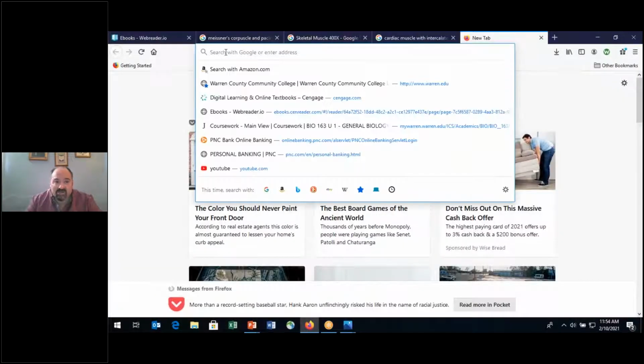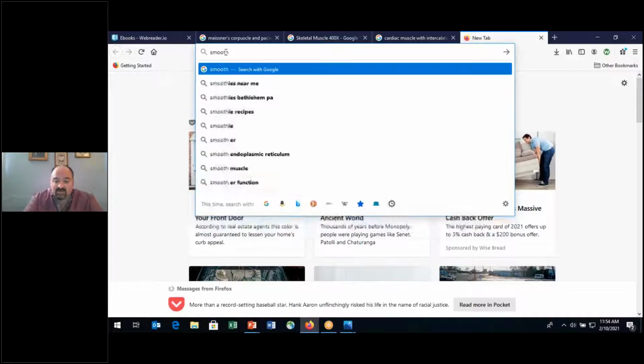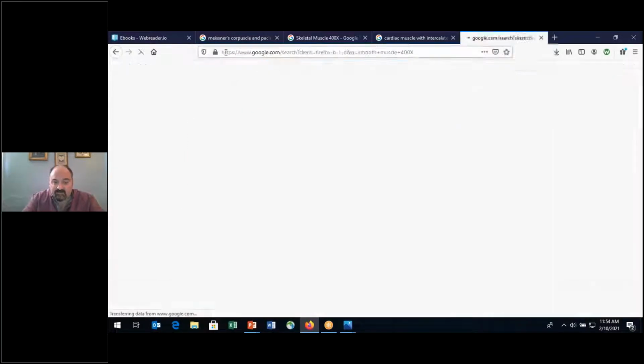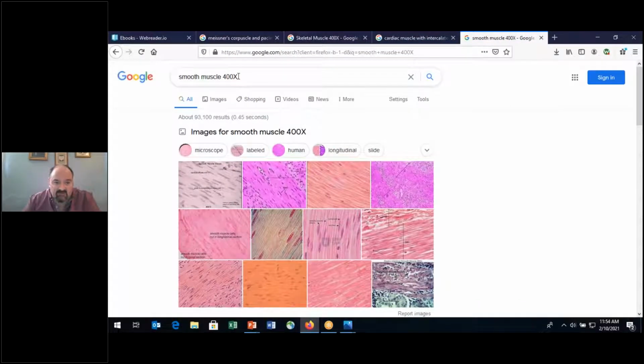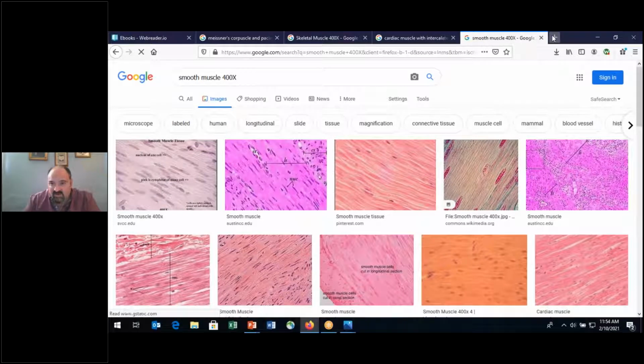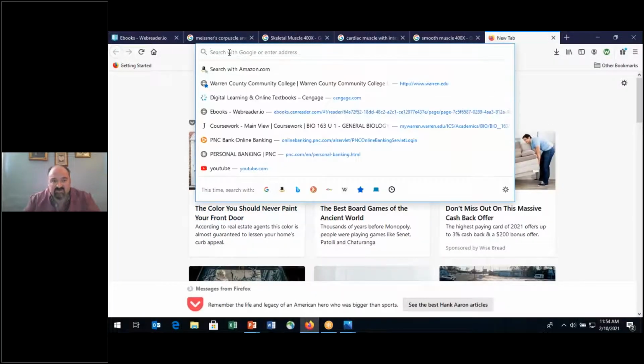Lastly, we're looking at smooth muscle. And for smooth muscle, let me show you this image first.